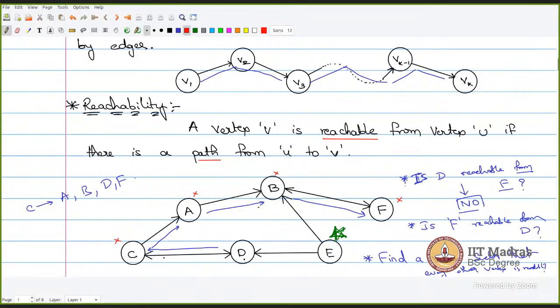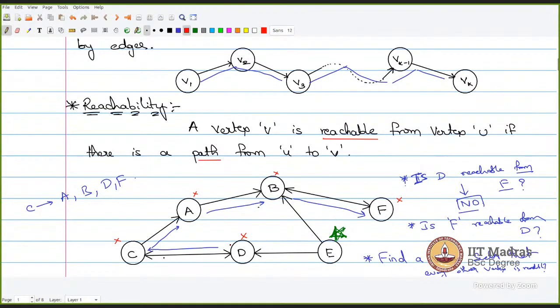Whether this vertex D. The same thing applies to D also. Except E, we cannot go to E. The same thing for D also. Even D cannot visit E.